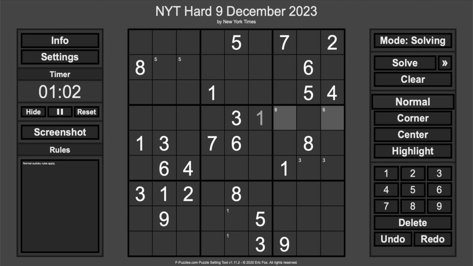Let's see, nine. Those two nines force one of those two, top corner of box eight, to be a nine, and then this three and that three, so three somewhere over there.